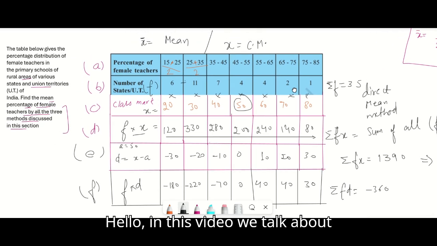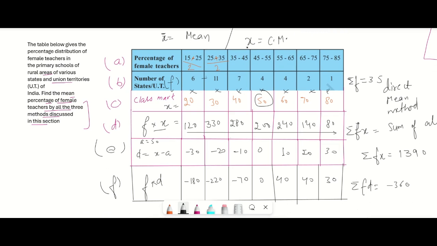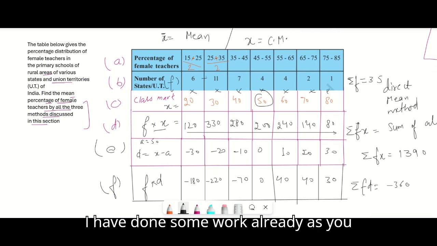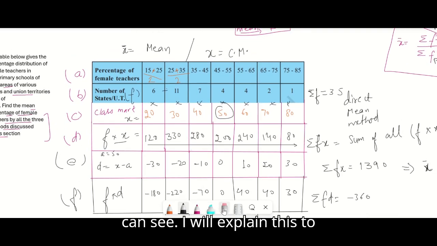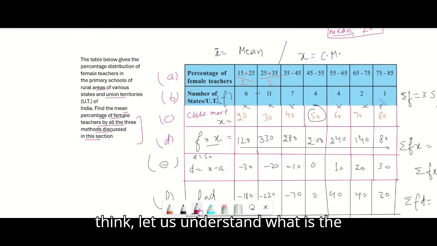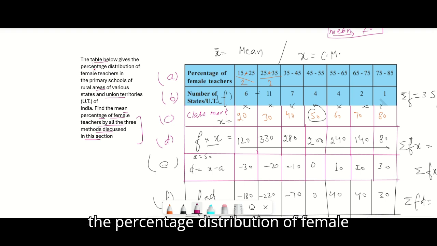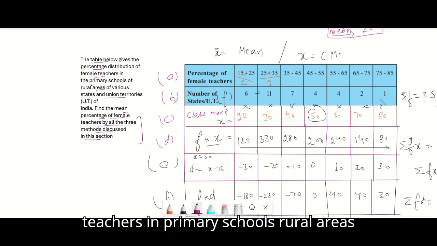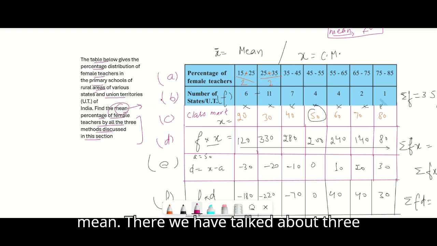Hello, in this video we talk about finding the mean out of the given data. I have done some work already, as you can see. I will explain this to you. First of all, let us understand what the question is asking. The table below gives the percentage distribution of female teachers in primary schools, rural areas, and we have to find the mean.